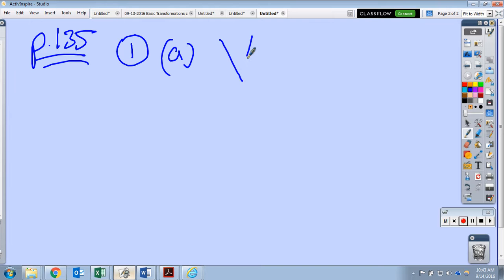So we should all know, if not, you can quickly look it up, just Google it. We're just writing the equation for a cube.